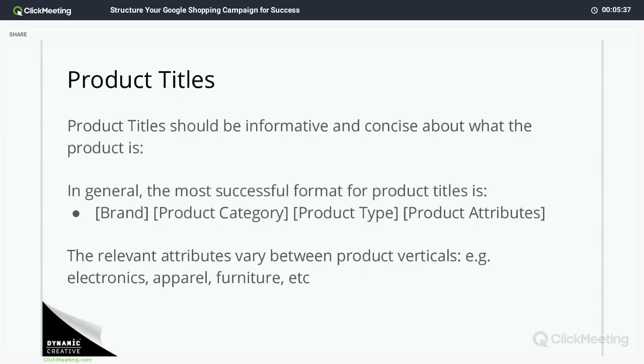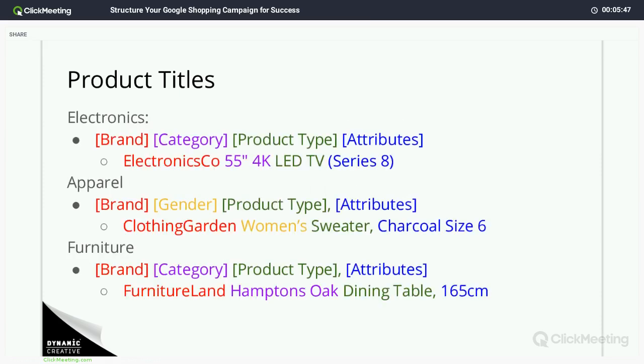So, for example, for an electronics product, for a TV in this example, the best practice format is to have brand, then category, then product type, then attributes. So in this example for a hypothetical TV, the brand names here I've just made up. They sound a little weird since it's hard to find a brand name which isn't already taken nowadays, but Electronics Code, 55-inch, 4K LED TV, Series 8. So starting with the brand, then describing the most important attributes of the product, then the product type, and then further attributes of the product which come after.